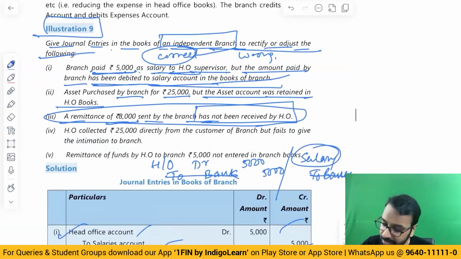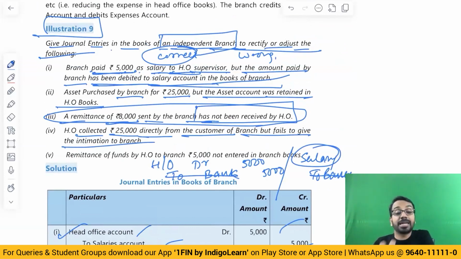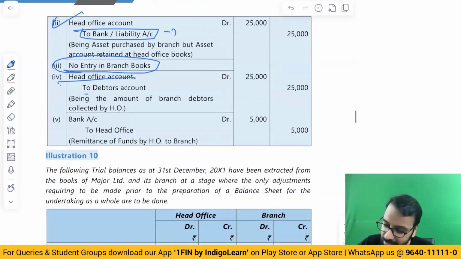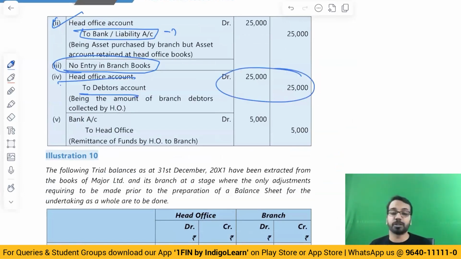Then head office collected 25,000 directly from the customer of the branch, but fails to give intimation to the branch. Who collected? Head office. From whom? A customer, the branch's customer. So I should credit the customer. What will I debit? Can the branch debit cash account? It cannot, because cash has not been received. Who received the money? Head office. So I have to collect that amount from the head office. So I would debit head office and credit the debtors account. Typically, you get questions on passing these kinds of entries in the examination. So try to be comfortable with passing these entries, which will help you to score good marks.